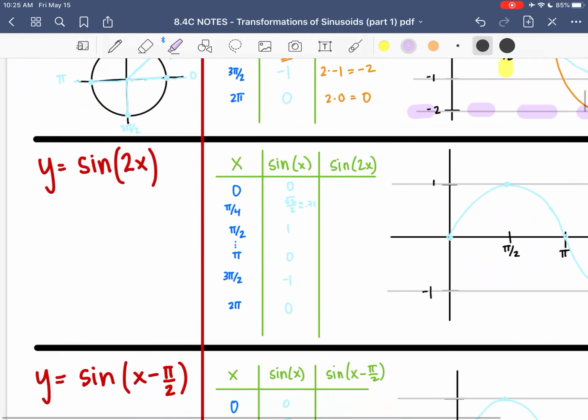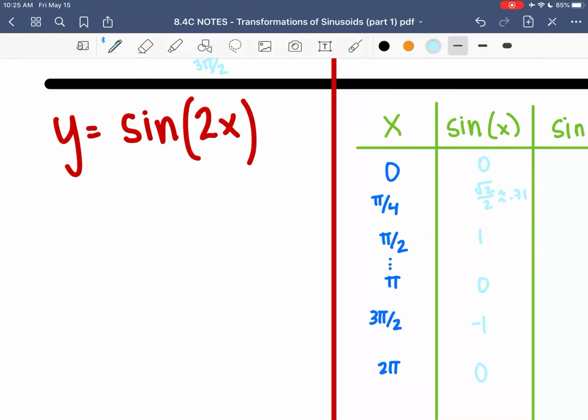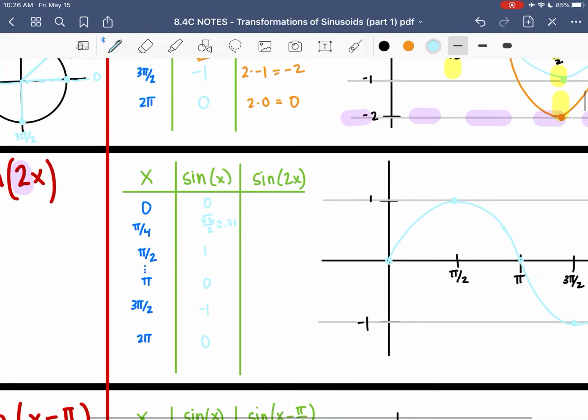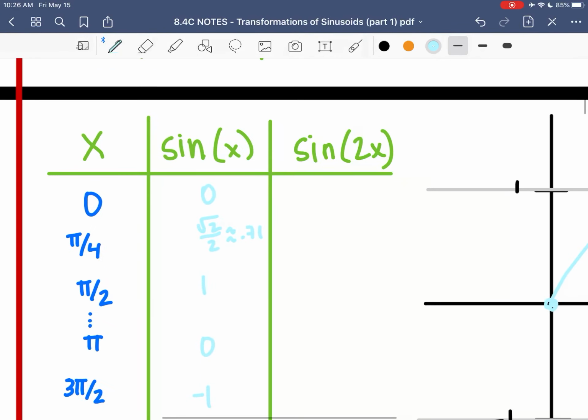Things should go a little bit quicker now. I've already filled in and drew the original sine of x. So let's look at what happens. Instead of having 2 sine of x, this is sine of 2x. The 2 is now right next to the x instead of out in front, outside of the sine. Now it's inside of the sine argument. Here's our regular sine graph. What happens when we do sine of 2x?